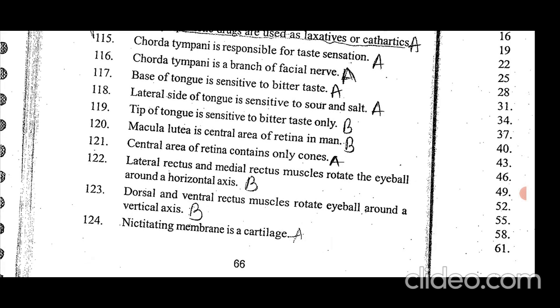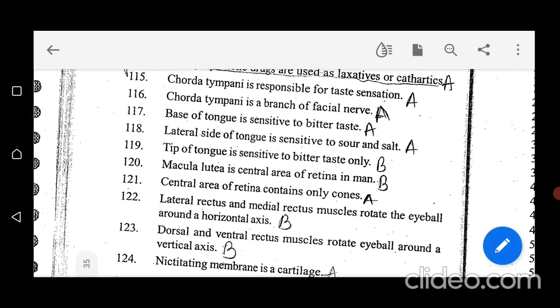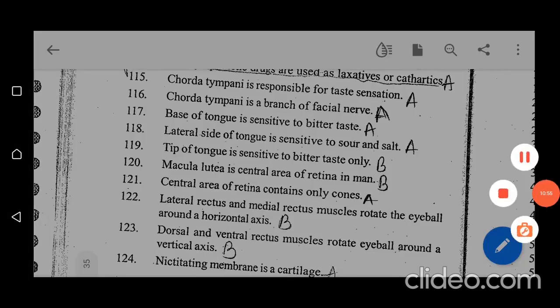The central area of the retina contains only cones. The nictitating membrane is cartilage.